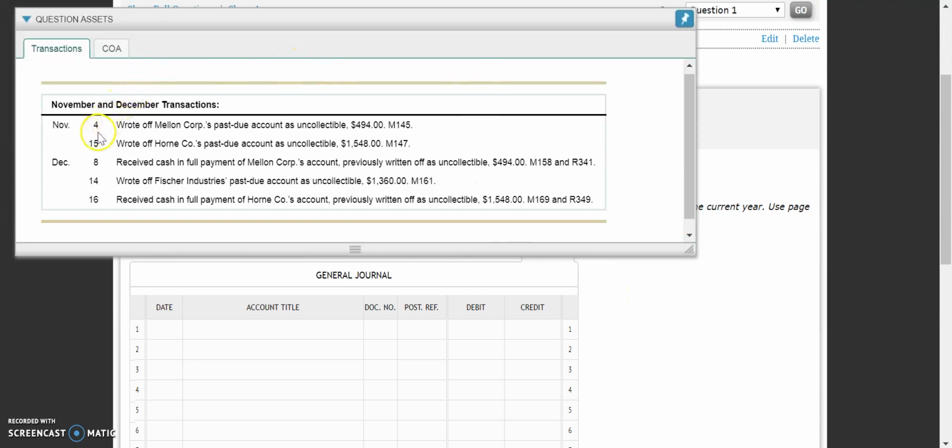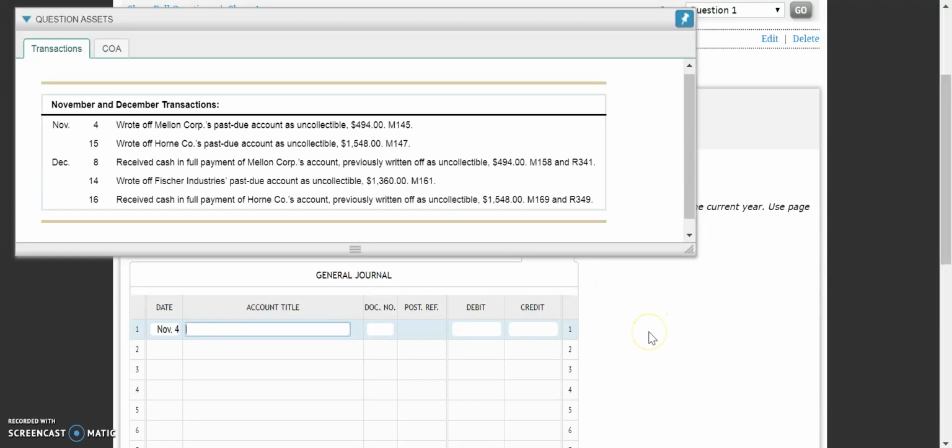It says our first transaction is on November 4th. We wrote off Mellon Corp's past due account as uncollectible for $494. So our first transaction, because we're writing it off, we're not doing anything with cash, is going to go in our general journal. So we come on down here and we put November 4th.